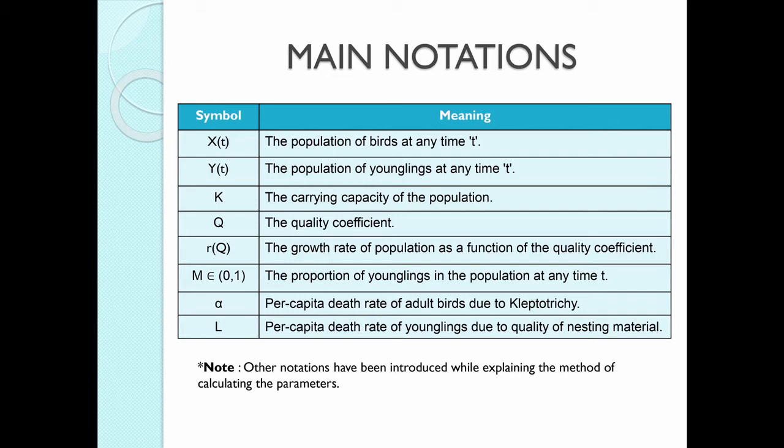M, which belongs to the interval 0 to 1, is the proportion of young birds in the population at any time t. Alpha is the per capita death rate of adult birds due to kleptotrichia. L is the per capita death rate of young birds due to quality of nesting material. Now please note, other notations have been introduced while explaining the model.